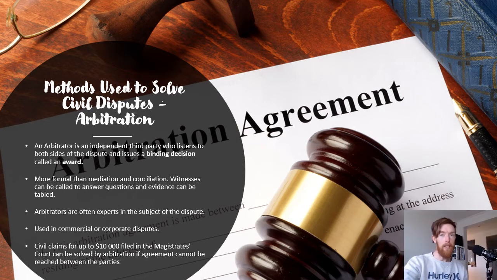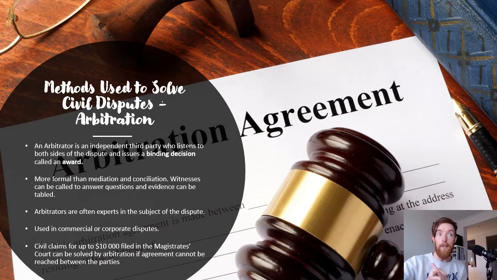So then lastly, we've got arbitration. So arbitration is kind of like the most formal alternative dispute resolution process. It's where an arbitrator, who's essentially like a judge, is an independent third party who listens to both sides of the dispute and issues a binding decision called an award. So in this case, it's the only case where the third party makes the decision and that decision is binding. So it's more formal than mediation and conciliation. Witnesses can be called to answer questions and evidence can be tabled.